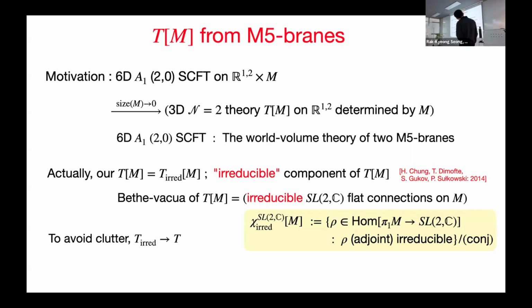And a minor technical comment is that the T_M theory in my talk is not actually the full theory; there is a subtlety. In a sense, this theory is only known to see the irreducible component of this T_M. For example, if we are considering the so-called Bethe vacua of this gauge theory, it does not see the full SL2 flat connection, only some adjoint irreducible flat connections on the 3-manifold. So we are considering only T irreducible, but to avoid clutter, I will just denote it T_M.